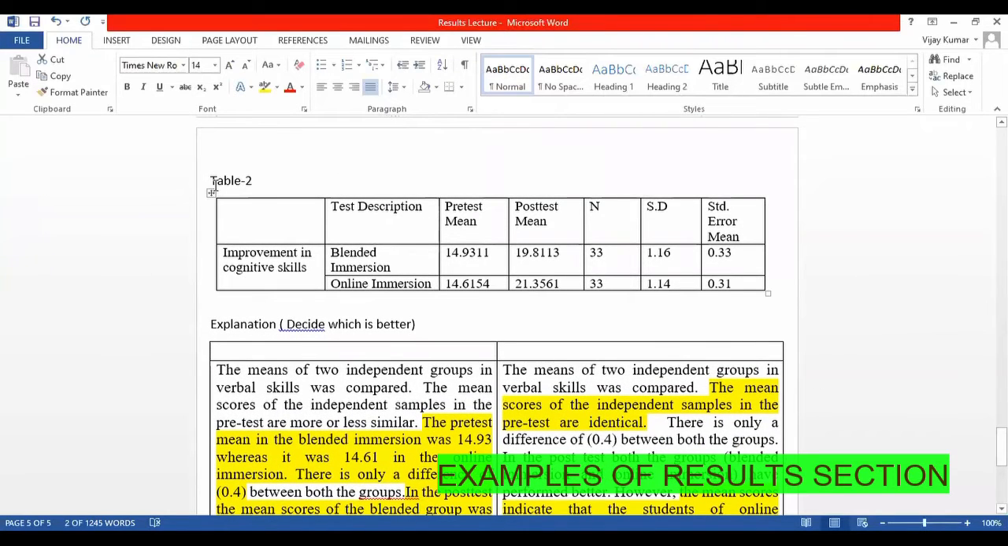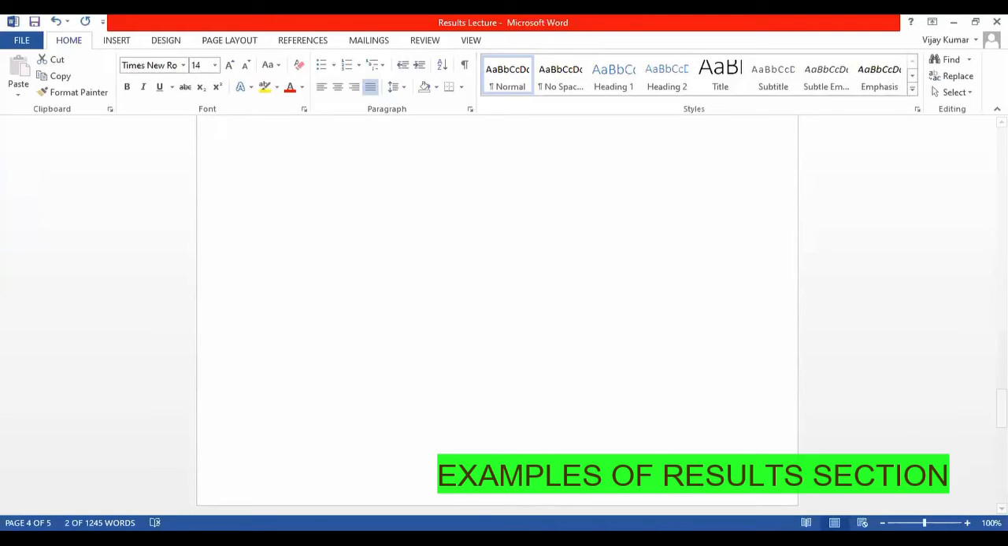See, my table 2 shows the mean values for two groups. It's an intervention study, blended immersion, online immersion. The pretest mean I have presented for both the groups. I have also presented the post-test mean for both the groups. I have also mentioned the number, the standard deviation, and the standard mean error. So now I shouldn't be saying all the elements of this table. Let me show you two samples. You can decide which one you think is better.